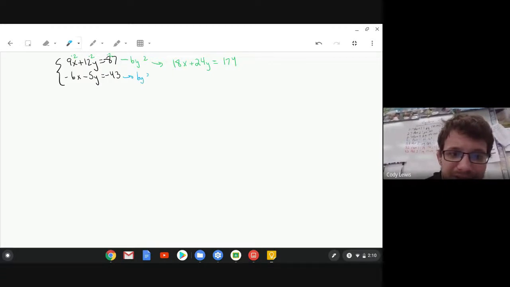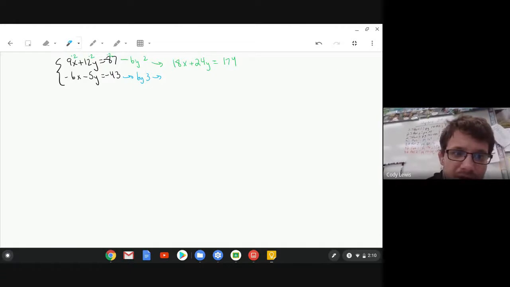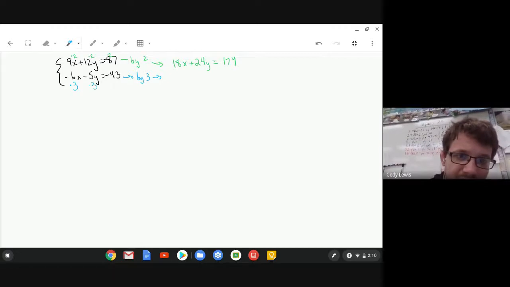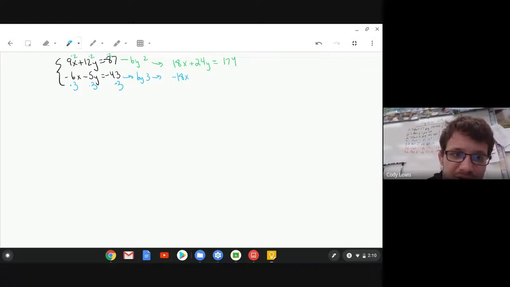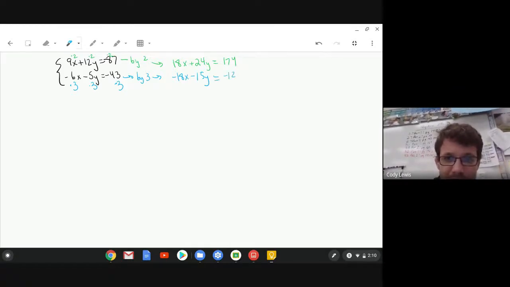So the reason I picked the x's is because the x's already had opposite signs. And I know that 18 is the least common multiple between the two. So I know if I can multiply 9 by a number to get 18 and 6 by a number to get 18, so it's going to be 3. So I had negative 6 times 3 is negative 18x. Negative 5 times 3 is negative 15y. And negative 43 times 3 is negative 129. I'm not crazy.